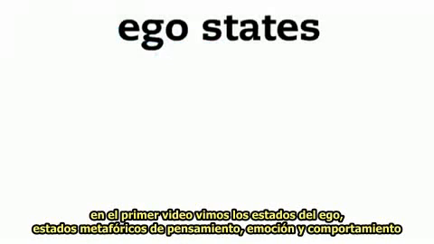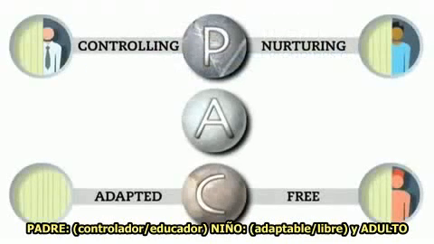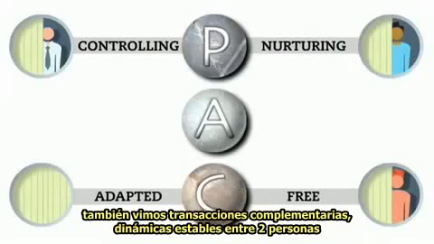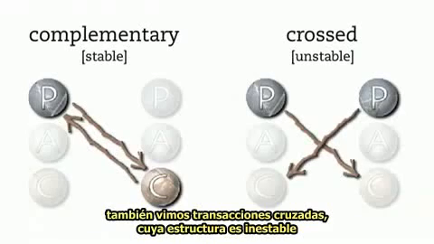In the first video, I looked at ego states, metaphors for different styles of thinking, feeling and behaving. I touched on controlling, nurturing, adapted and free styles, referred to in TA as parent and child, and contrasted them with the adult. I'll be going a little deeper into the scope of these styles in a moment. I also looked at complementary transactions, where the styles of thought and behaviour between two people meet each other to produce a stable dynamic, and cross-transactions, where the respective styles conflict to produce unstable dynamics.